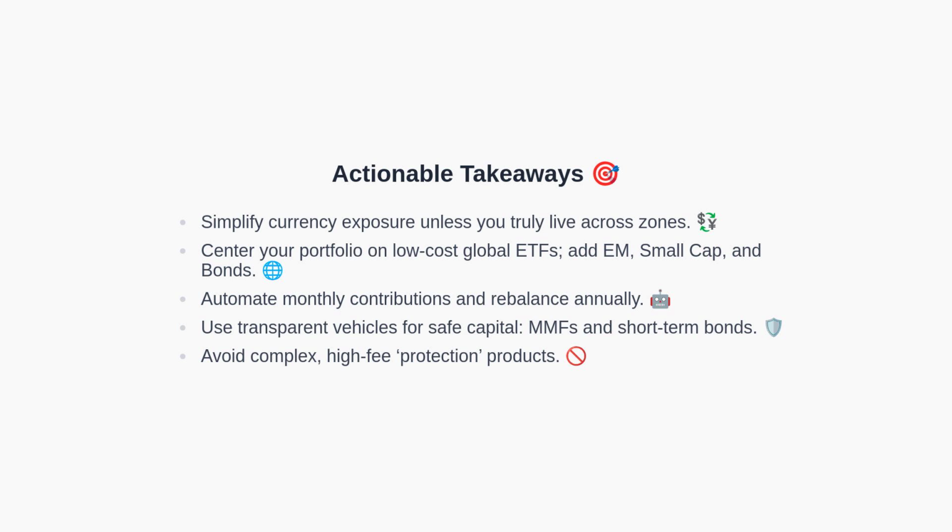Here are the key takeaways. First, simplify currency exposure unless you genuinely live across multiple zones. Second, build around low-cost global ETFs and complement with emerging markets, small caps, and aggregate bonds. Third, automate monthly contributions and maintain discipline with annual rebalancing. Fourth, for safe capital, use transparent options like money market funds and short-term bonds. Finally, avoid complex, high-fee products that promise protection but can undermine returns.